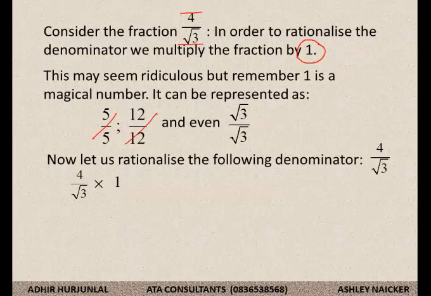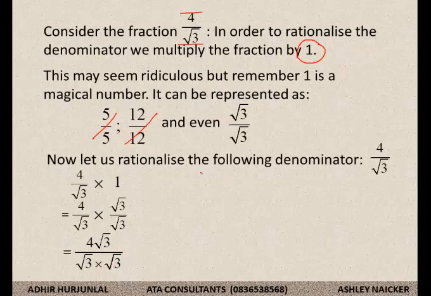If I look at root 3 over root 3, that is the same as 1. Why I would choose root 3 over root 3 is because the denominator here is root 3. So ultimately I am saying that 4 divided by root 3 is multiplied by, instead of writing 1, root 3 divided by root 3. All I'm going to do now is to multiply this out. 4 times root 3 is 4 root 3. Root 3 times root 3 I write down as root 3 times root 3.